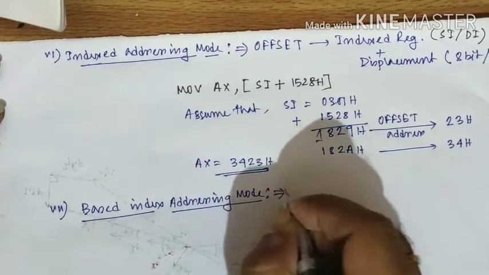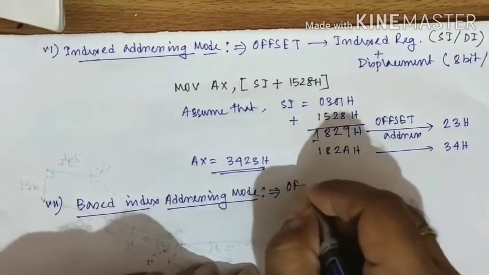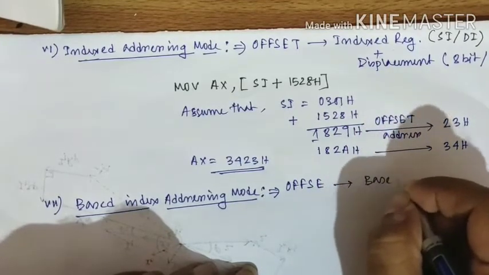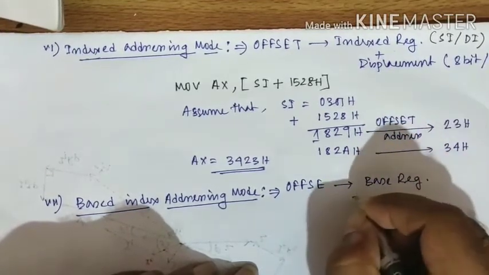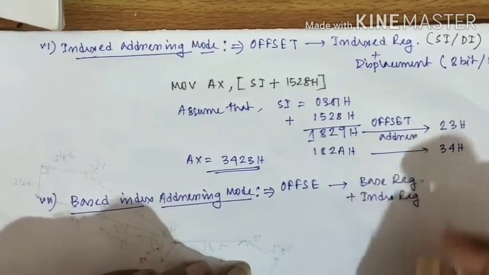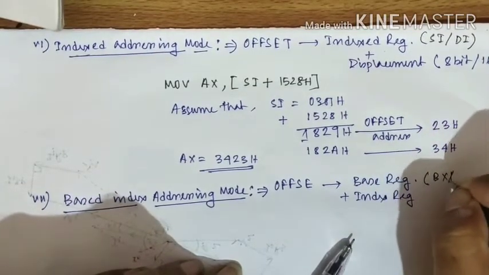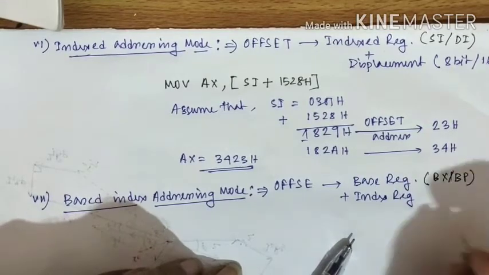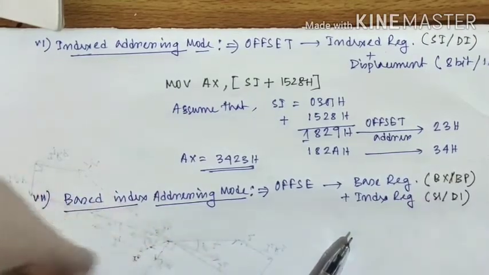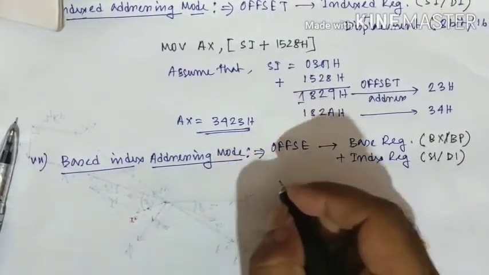So once again, the name suggests it is the combination of base register plus index register. So here the offset is the combination of base register plus index register. We already know the example of base register is BX or BP or both. Index register will be either SI or DI. So once again, a typical example will be like this one.